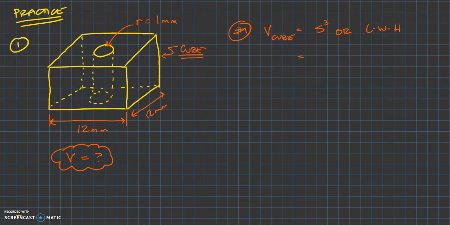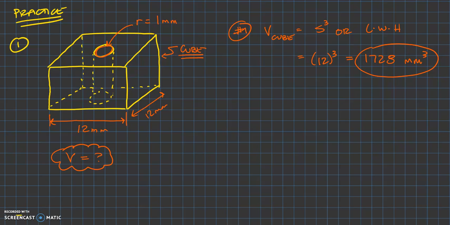And so in this case, we're going to have 12 cubed, and that is going to be 1,728 cubic millimeters. Now, that is the volume of the cube, but remember, we have this cylinder in the middle, this one right here.